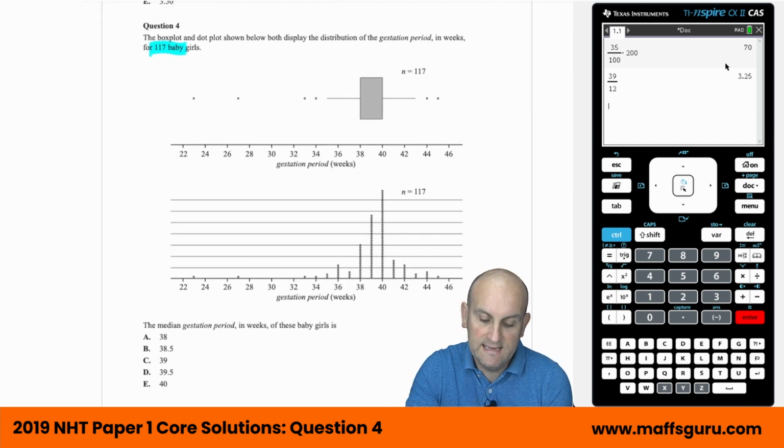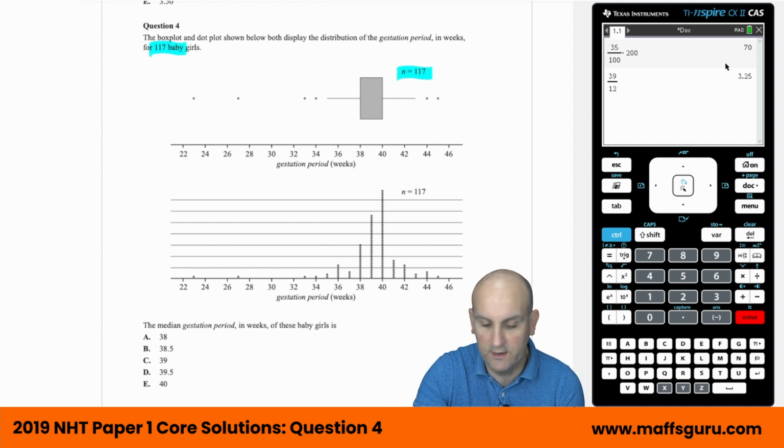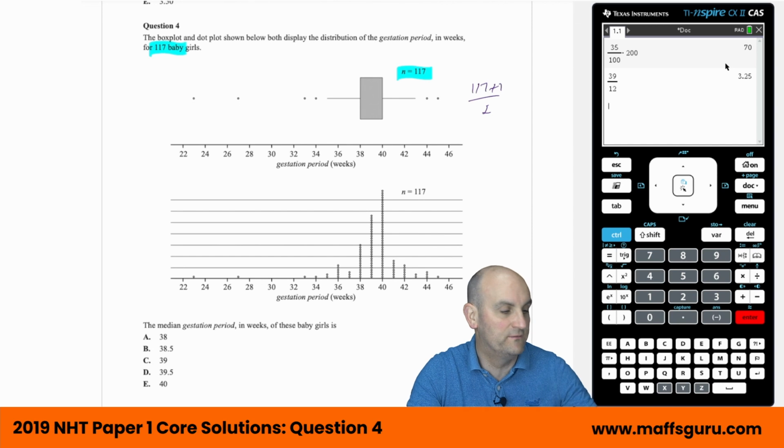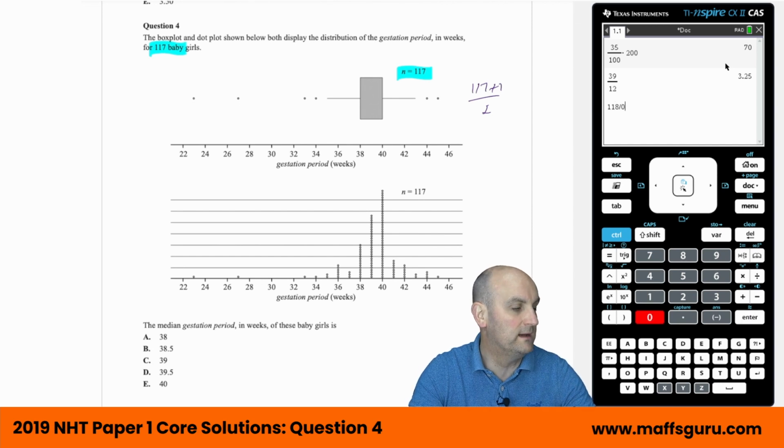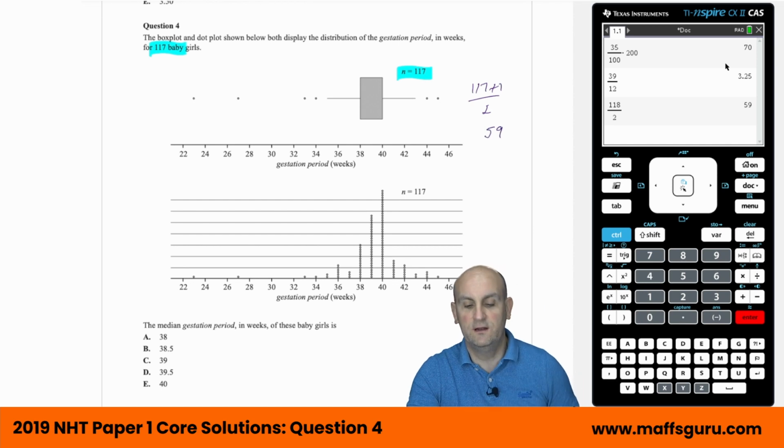The median gestation weight is, right, so if we want the median, we're going to take the number of data items, which they've told me is 117. I'm going to add 1 to that, 117 plus 1, and divide it by 2. So 118 divided by 2. I'm just going to do that on my calculator because I'm not wasting time with making silly mistakes. It is 59. So I want the 59th baby.